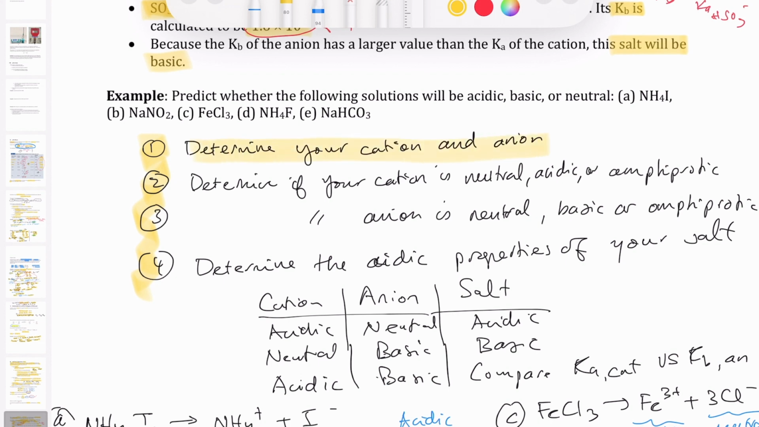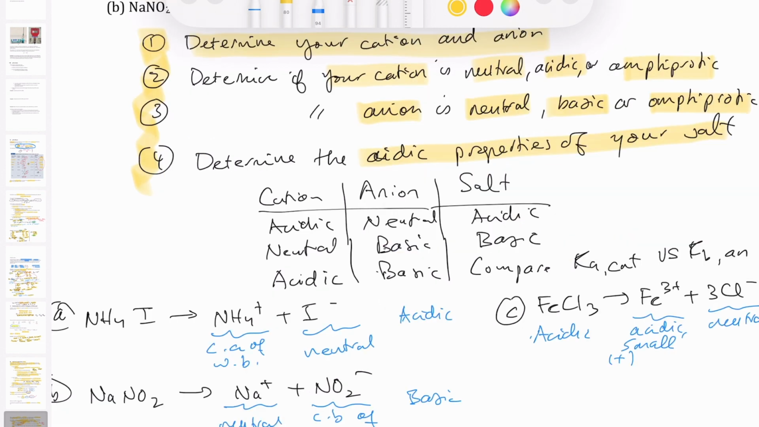And then once you separate them out, you want to determine whether your cation is going to be neutral, acidic, or amphiprotic. Right? Three different possibilities. You want to do the same analysis with your anion, except the anion is going to be neutral, basic, or amphiprotic. And then once you determine each one of them, you combine the properties of the cations and anions to come up with the properties of the salt.